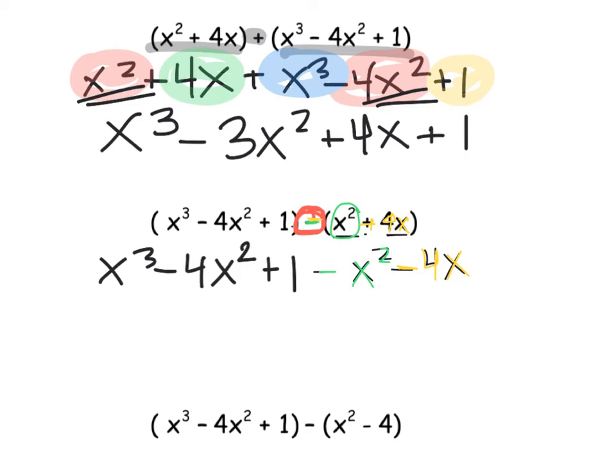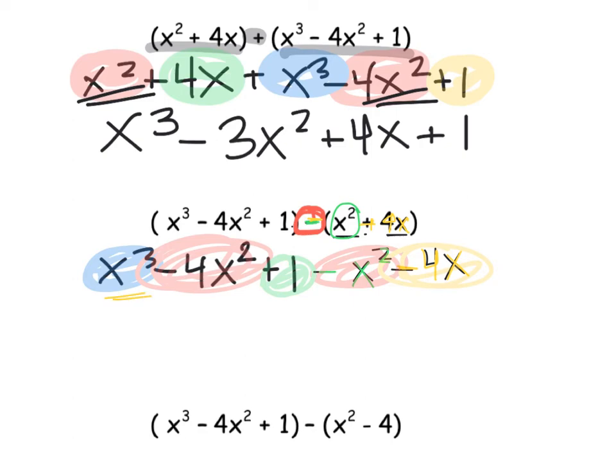Now we're ready to combine our like terms. So I'm going to highlight my like terms. I just have the 1x cubed. I have minus 4x squared and minus another x squared. I have a 1 and I have a minus 4x. So now I'm ready to rewrite my polynomial in standard form.